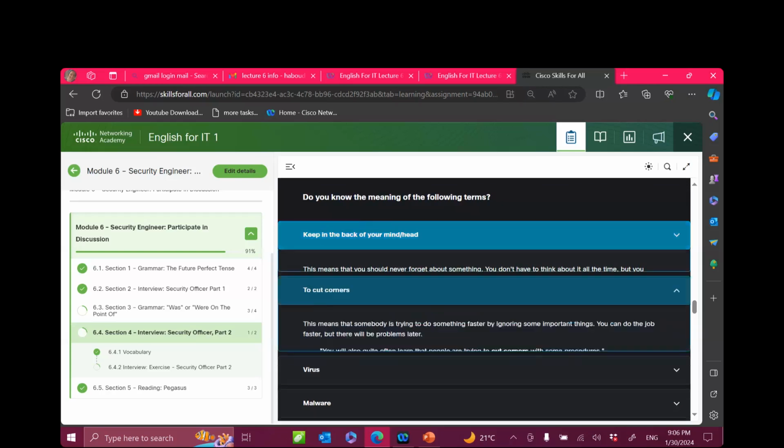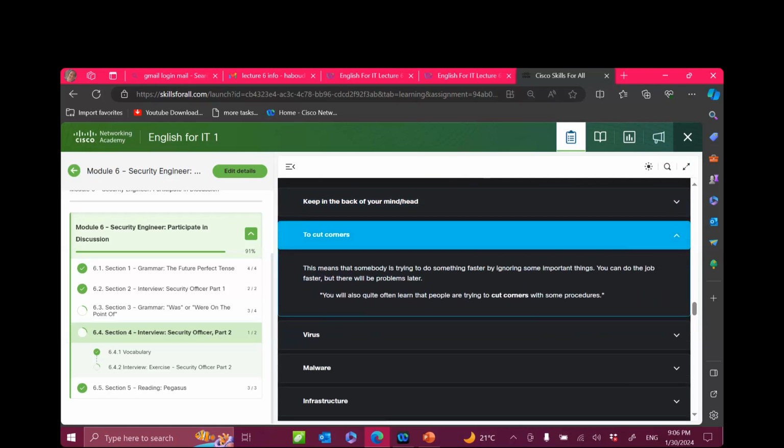To cut corners. What's the meaning of to cut corners? To cut corners means that somebody is trying to do something faster, very fast. يعني أنا عايزة أعمل حاجة very fast by ignoring some important things. But لما بعمل الحاجة بسرعة جدا ما باخدش بالي إن في details كده بتسقط مني وهي بتبقى مهمة جدا. So you can do the job faster, but there will be problems later. Okay? You will also quite often learn that people are trying to cut corners with some procedures. حتى في procedures اللي المفروض نقوم بيها في ناس بتعملها ايه to cut corners كده. دي حاجة كويسة؟ أعتقد لا طبعا، لأن هي it makes problems later on.